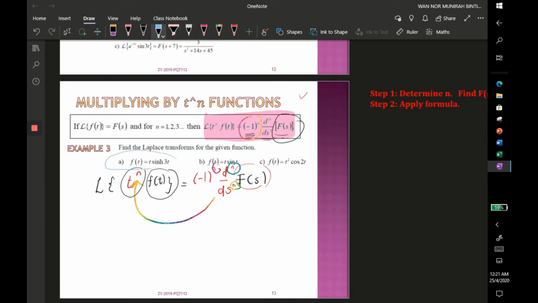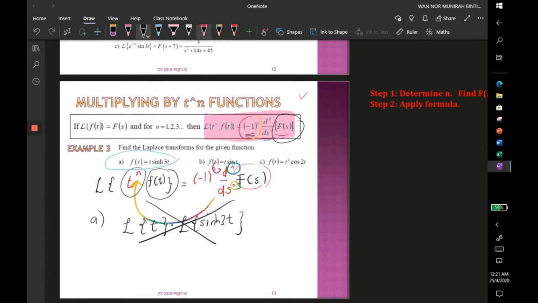Let's say (a) here. Given that f(t) equals t sinh 3t, Laplace of t sinh 3t is not equal to Laplace of t multiplied by Laplace of sinh 3t. This is wrong. You need to apply the multiplication by t to the n.